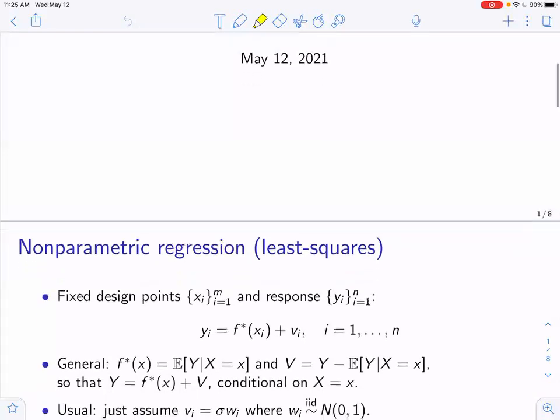Okay, so how many of you know about non-parametric regression? Have you seen it before? Know what it is? Okay, Naveen. Anyone else? You can raise your hand in the chat. Only Naveen has seen non-parametric regression. So, Naveen, do you want to say what it is?